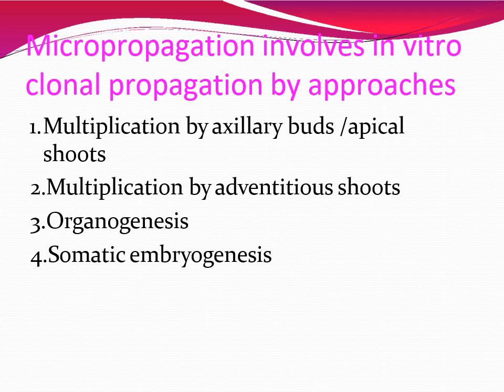There are different approaches that can be followed in case of micropropagation. They are: first one is multiplication by axillary bud or apical shoot. Second one is multiplication by adventitious shoot. Third one is organogenesis, and fourth one is somatic embryogenesis.